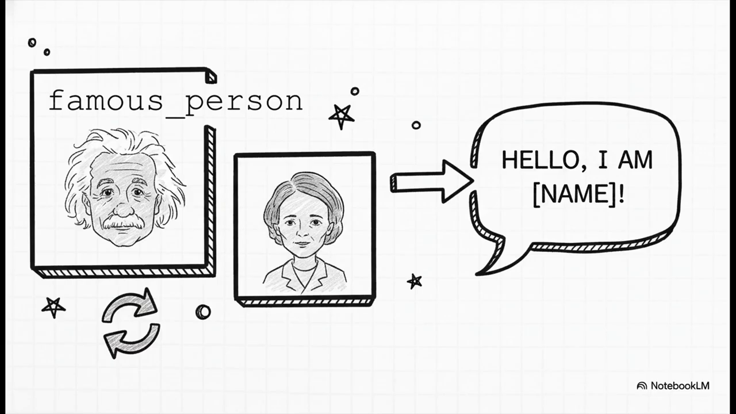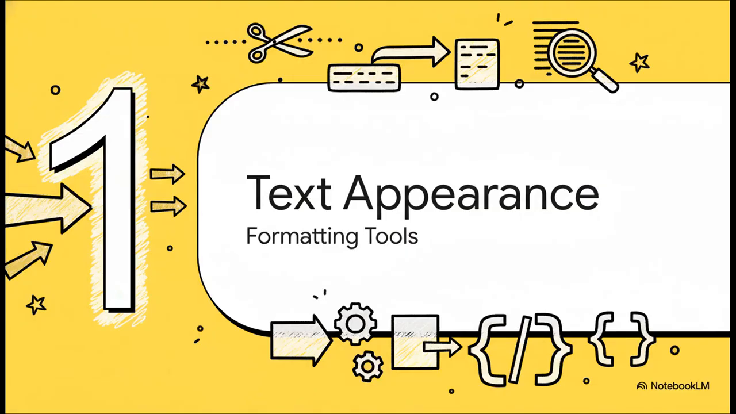You want to feature a quote from someone else? You just change the value in that one variable. That's it. So we can create and combine text. Awesome. But what happens when the text you get from a user isn't perfectly formatted? Let's talk about the tools we have for mastering how text actually looks.